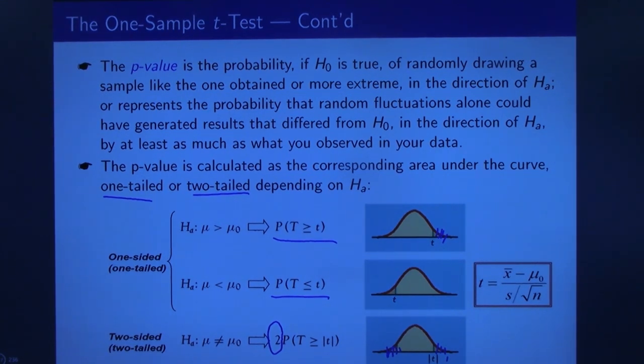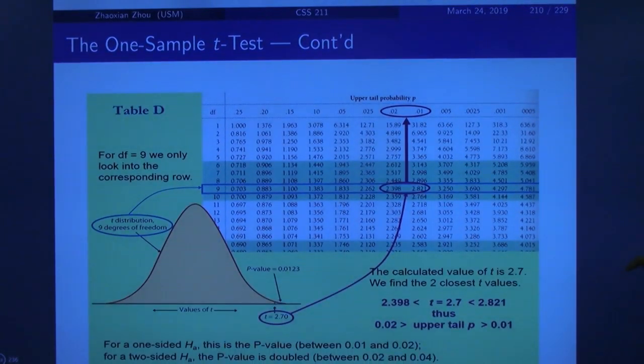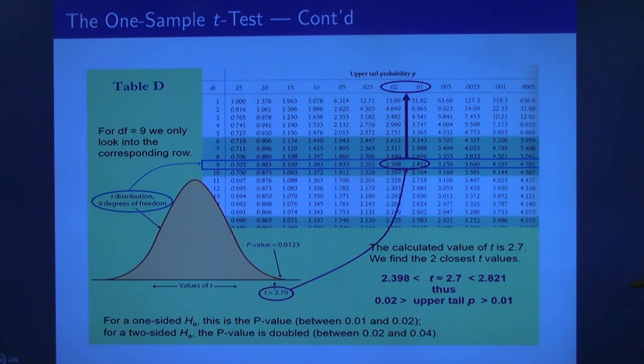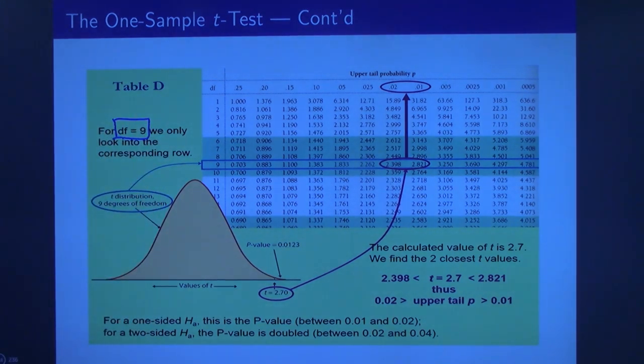We use one example to show how to use table D to calculate this p-value. So here, this is a presentation of table D. Suppose we calculate the degree of freedom equals 9. We already know that. And we calculate the t statistic equals 2.70. We assume we already know these two numbers.